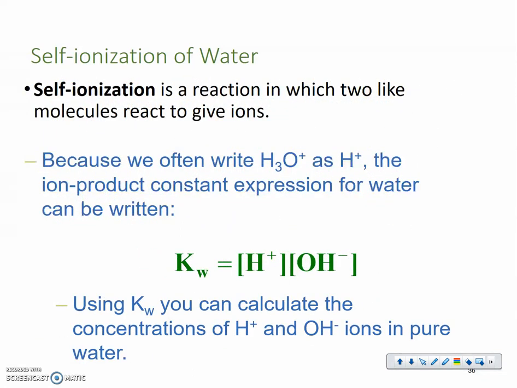We can rewrite this as just H plus instead of H3O plus, since these two things are essentially the same. It's just a matter of adding a water versus taking away water, but the concentrations are pretty much the exact same. So we can simplify it a little and use H plus instead of H3O plus. Using this expression, we can calculate the amount of H or OH in a water sample because we know Kw is always this constant.